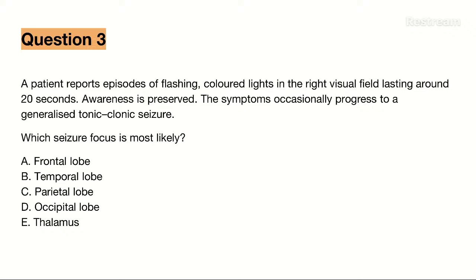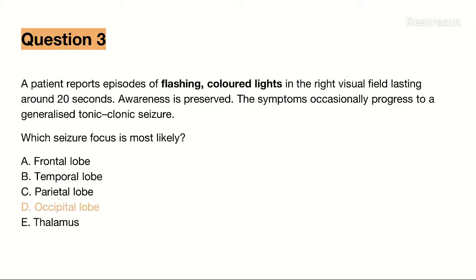So the correct answer is the occipital lobe. Again, this is where the visual cortex is. If you have visual symptoms, it'll be the occipital lobe.